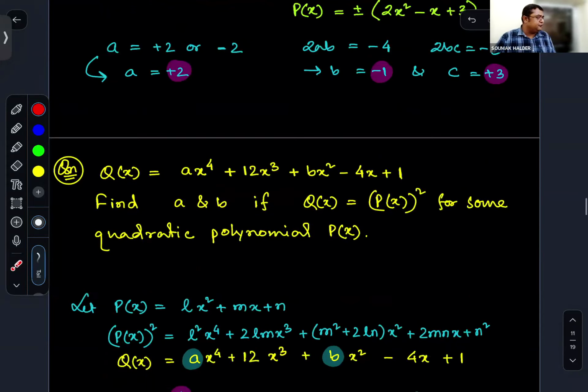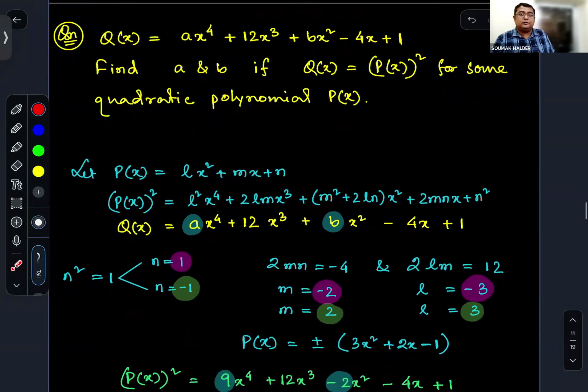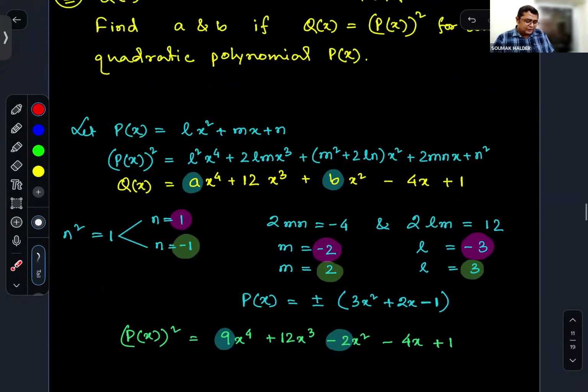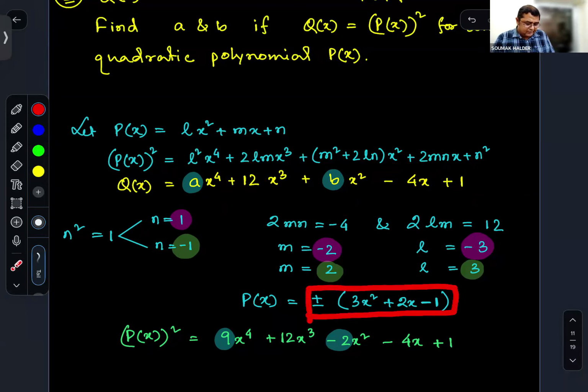This is a very formal solution written. We will not do this many things in an MCQ paper. That's only when you are going through a subjective paper where you need to establish the solution. Otherwise, our identification was +1 giving you 1, this portion giving you -2, this +12 will be giving you -3. So that gives you plus or minus of 3x square plus 2x minus 1 as p of x.